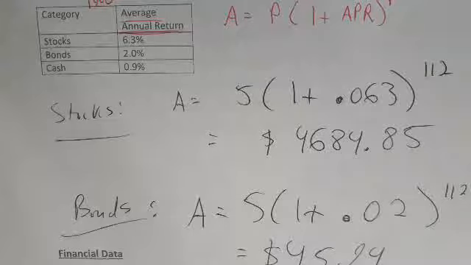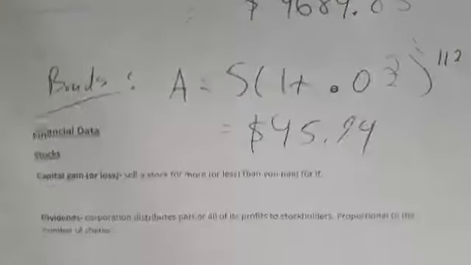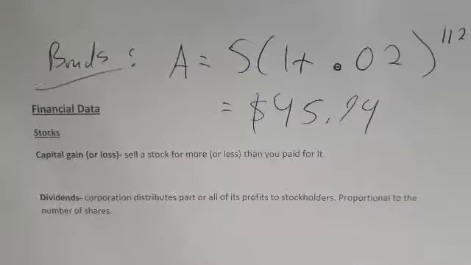So we want to talk a little bit about stocks. There are two sorts of things that we can have when we make money off of stocks. You can have a capital gain, or it could be a loss. That's if you buy and sell a stock. If you sell a stock for more than you paid for it, you have a capital gain. If you sell it for less, then you have a loss.